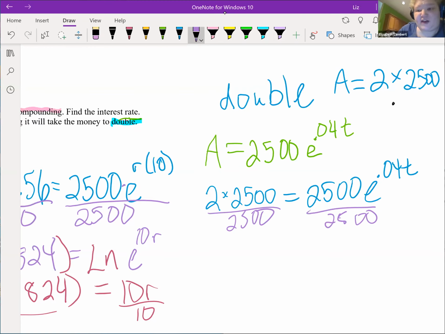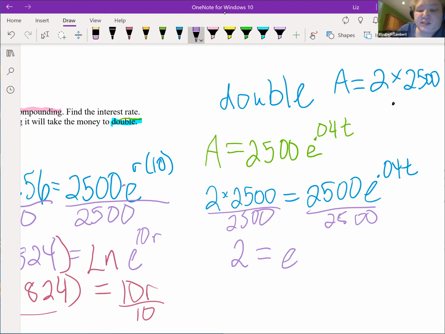So if it was 5,000, I would have had 2 times 5,000, and 5,000s would have canceled out, and it would have been a 2. If I had 10,000, then 2 times 10,000, and it would have been a 2. If we were looking at how long does it take to triple, I'd see a 3 here after I divided. So if you get a question where it just says, how long does it take the money to double in an account with X interest rate? You don't actually need to know the amount. You can do some workarounds.